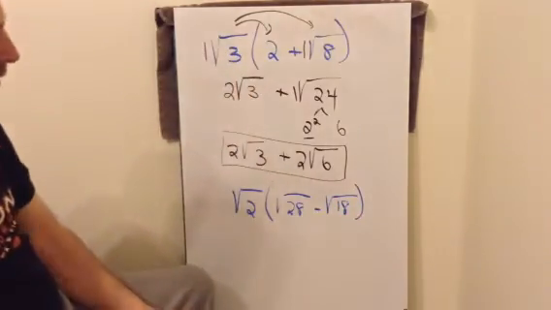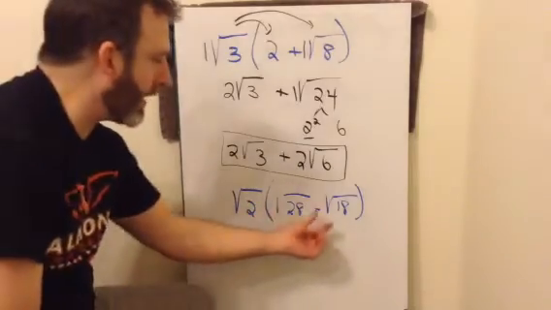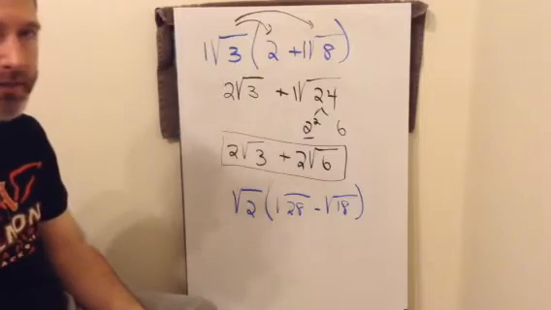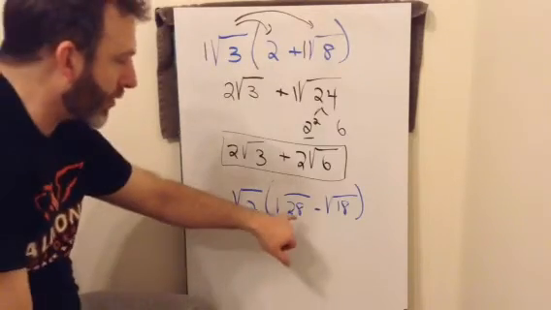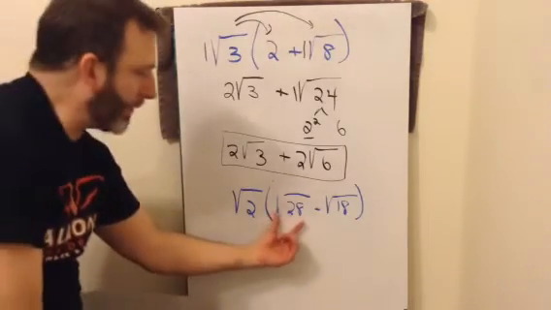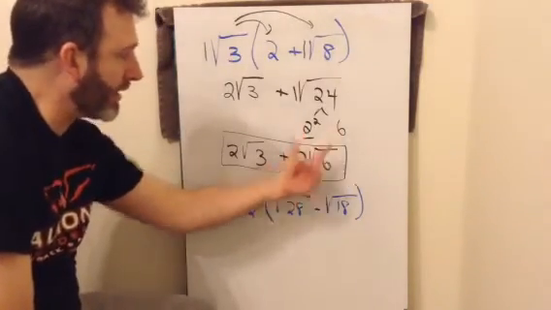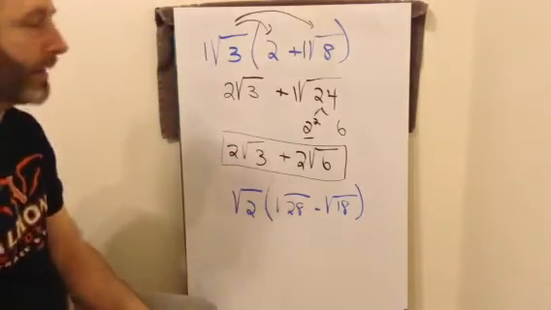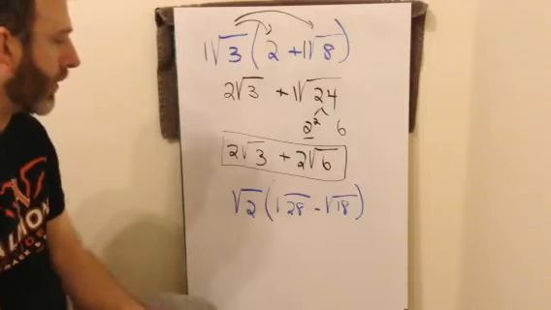Okay, so I've got the square root of 2 times the quantity, the square root of 28 minus the square root of 18. Remember, we do not add or subtract radicands. So we can't do 28 minus 18. We cannot do that. We could simplify. We could do the process we just did here on 28. We could do that process on 18 and then distribute and go from there.